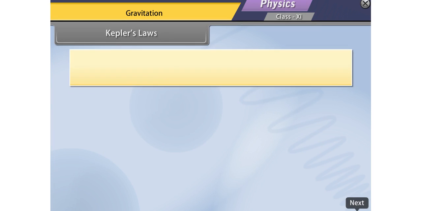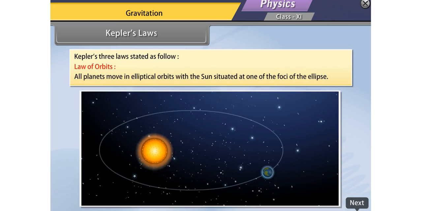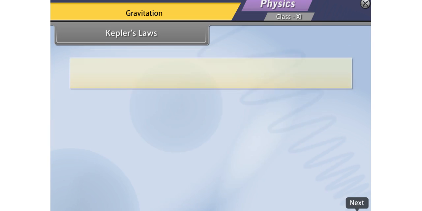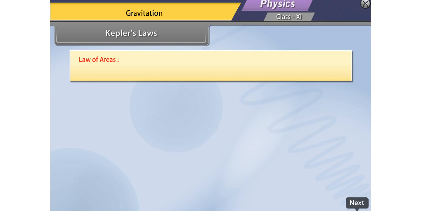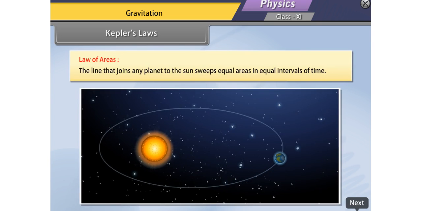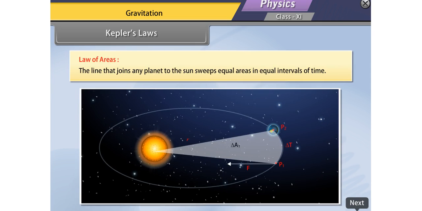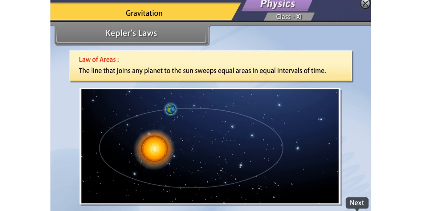Kepler's laws. Kepler gives three laws. They are stated as Law of Orbit. All planets move in elliptical orbits with the Sun situated at one of the foci of the ellipse. Law of Areas. The line that joins any planet to the Sun sweeps equal areas in equal interval of time.